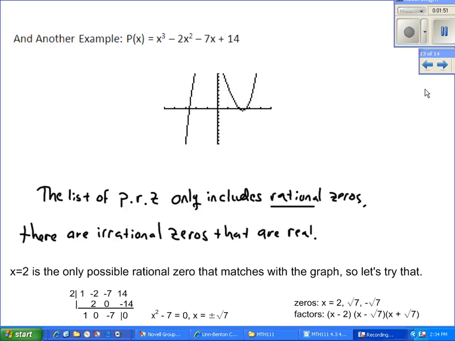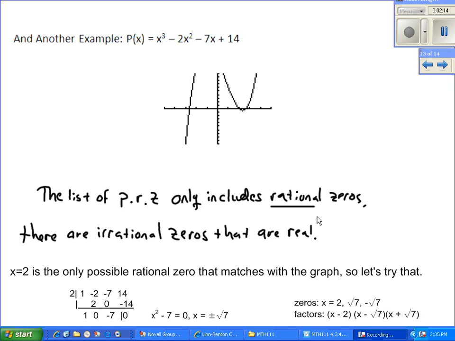Here's another example. This one's a cubic, third degree polynomial. And looking at the graph, it looks like I've got a 0 probably at the 2, something between negative 2 and negative 3, and something between positive 2 and positive 3. Now the list of possible rational zeros, I forgot to write down, sorry about that. But there really wasn't anything there between the 2 and the 3.